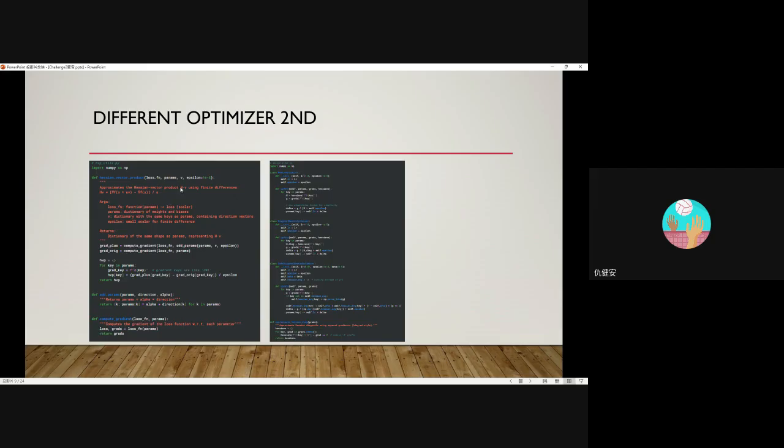And here's the optimizer in the second order. So we need to build the Hessian first, and here's the code to build the Hessian. And then we use the Hessian to create the Newton optimizer and diagonal Newton optimizers.